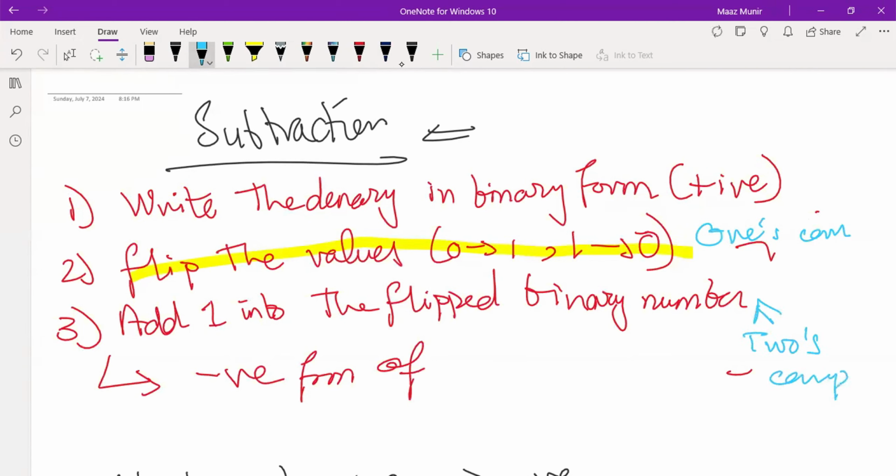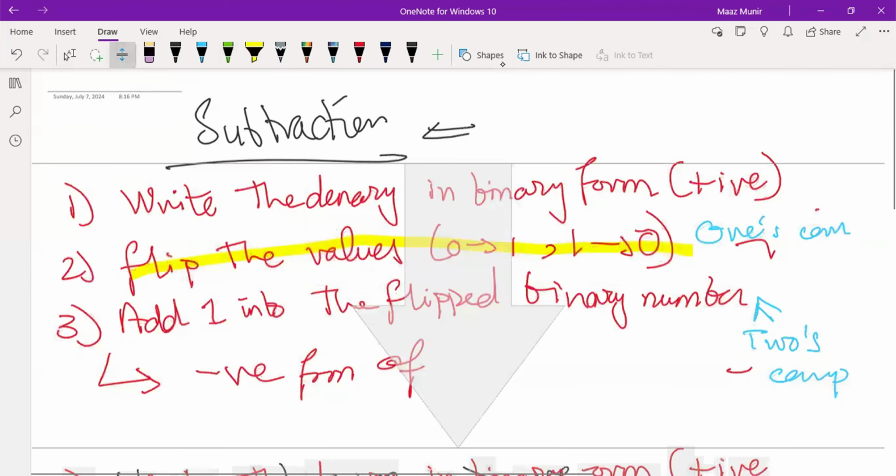Now, many of the students basically don't get this concept. They are like, what's the difference between ones complement and twos complement? And this is really, really easy because you just need to understand that in converting the numbers from positive to negative, you first have the ones complement, and then the second step is twos complement. In ones complement, you just flip the values, and then when you add 1 into it, you get the twos complement.